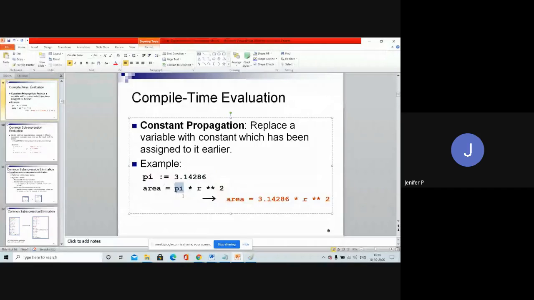So after optimization, instead of declaring pi and initializing pi, we can directly put what? 3.142 here itself. So this is what we call constant propagation. So these are the two techniques of compile time evaluation: constant folding and constant propagation.